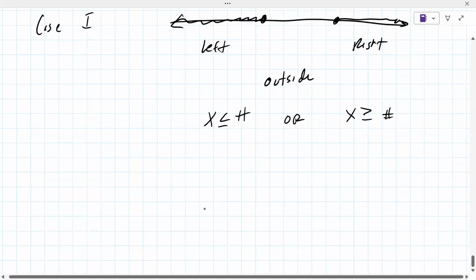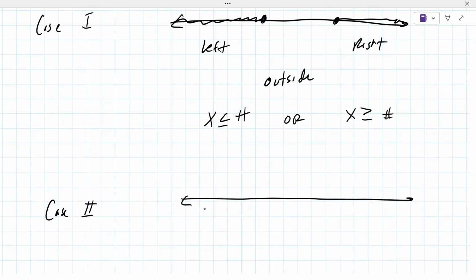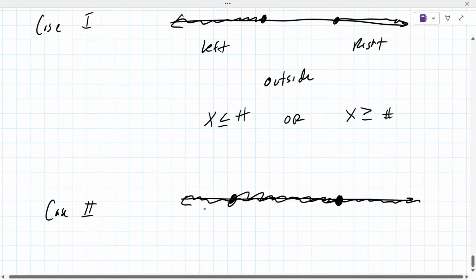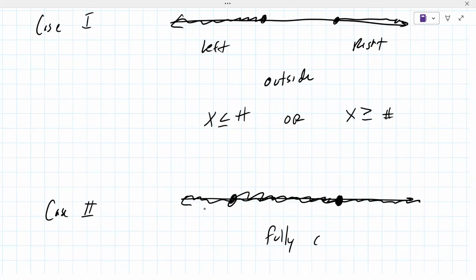The other case, which does happen, is like the exception. And this one we'll probably see more of towards the end. You go left of the number, and then you go to the right of the number. And it fully covers or saturates the line.